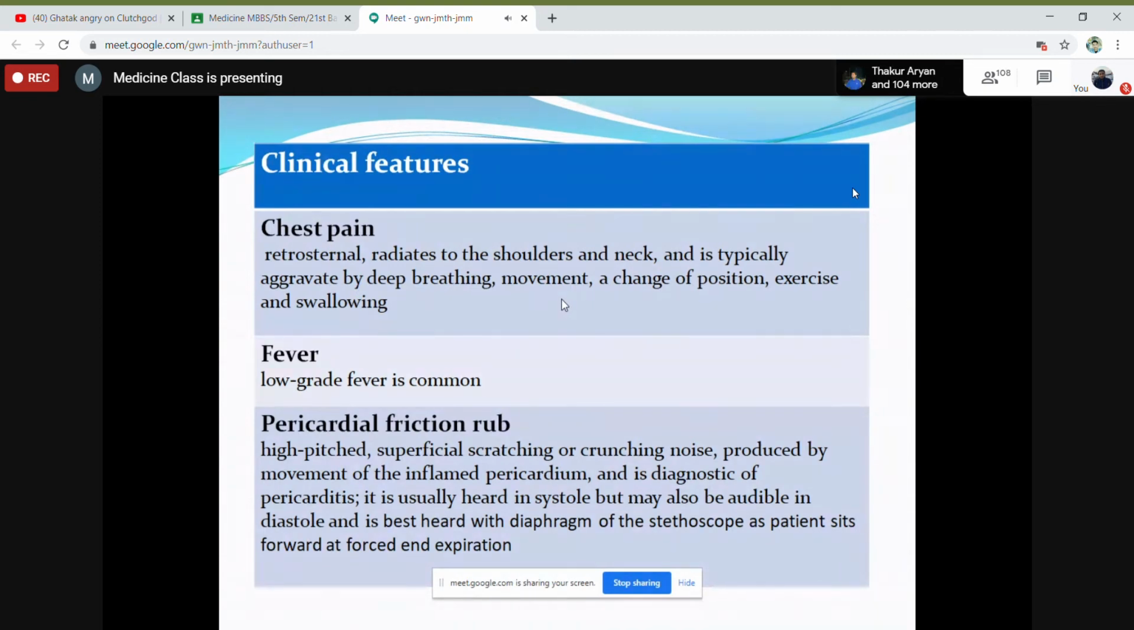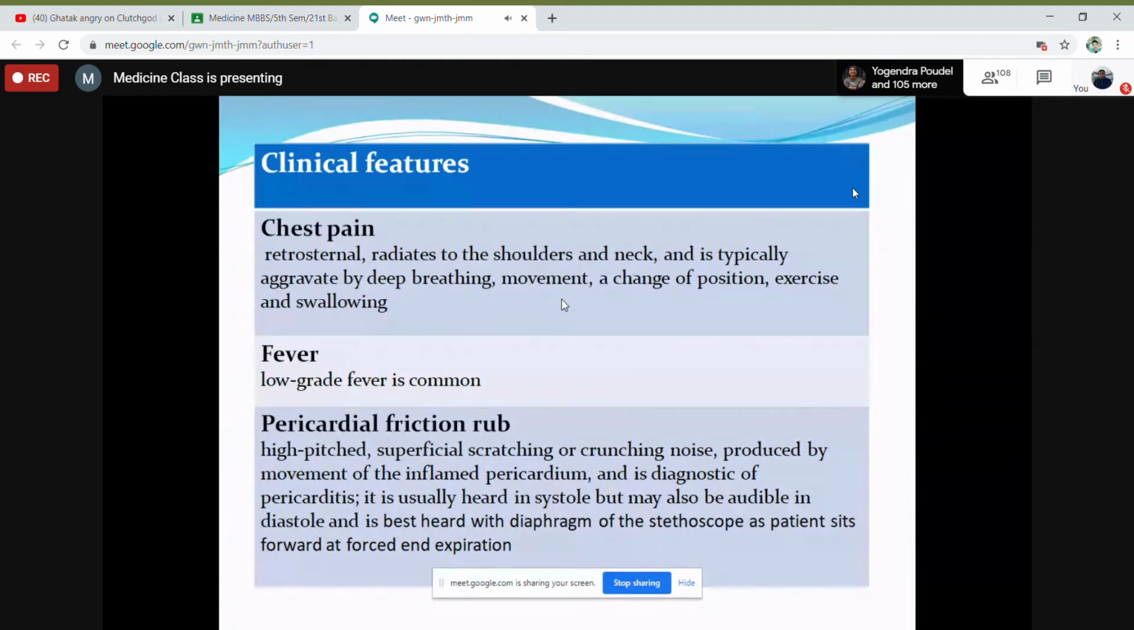Along with that, the patient may also have low-grade fever. The other very specific clinical feature in a patient with acute pericarditis is pericardial friction rub. It is a high-pitched, superficial scratching and crunching noise produced by movement of the inflamed pericardium, and it is diagnostic of pericarditis. It is usually heard in systole, but may also be heard in diastole, and it is best heard with the diaphragm of the stethoscope as the patient sits forward, in forced expiration.